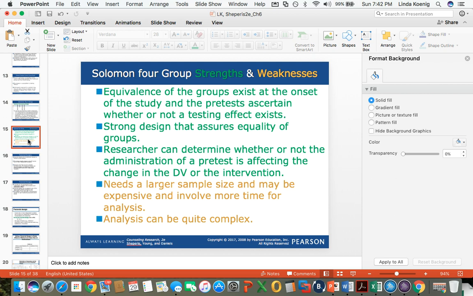But if we have four groups, we need a large sample size, and that can be expensive. It can also involve more time for analysis, and the analysis just got a lot more complex.